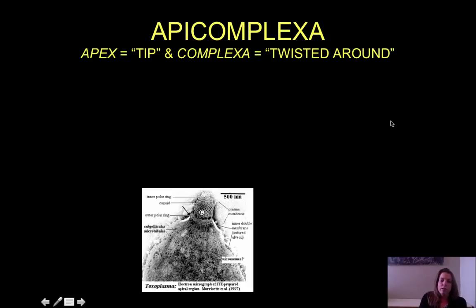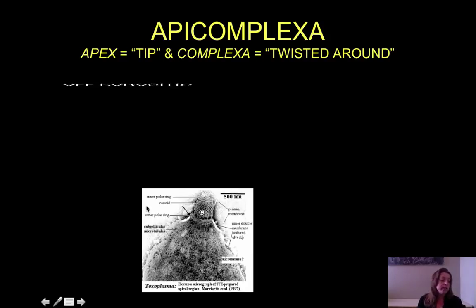All right, our next group are the apicomplexans. Their name refers to their structure. So api comes from apex or tip. Complex is from this twisted around structure found at the tip. This is important because these organisms are important human parasites. And so that's what they're going to use to enter human cells and complete their life cycle.